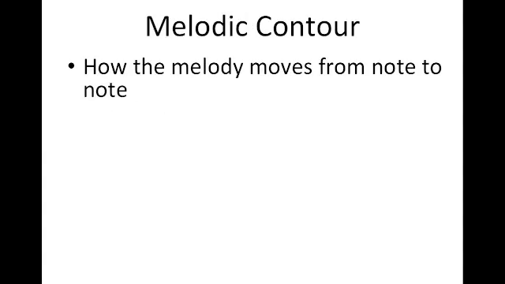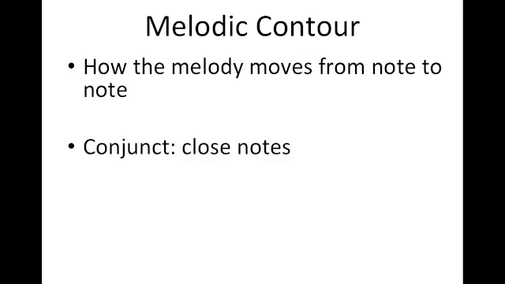The melody moves from note to note in a way called melodic contour. An attractive melody often has a conjunct melodic contour, meaning the notes are close together and there are few large leaps or unusual spaces between the notes. A disjunct melodic contour has large leaps between the notes. It too can be attractive if handled properly, but disjunct melodies can be harder to sing or play.